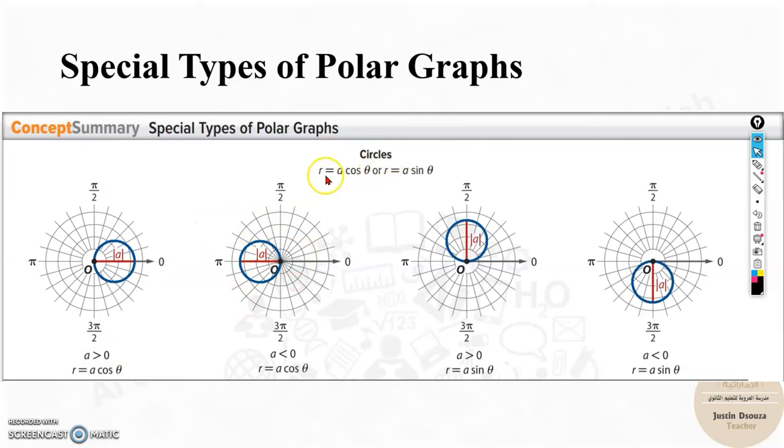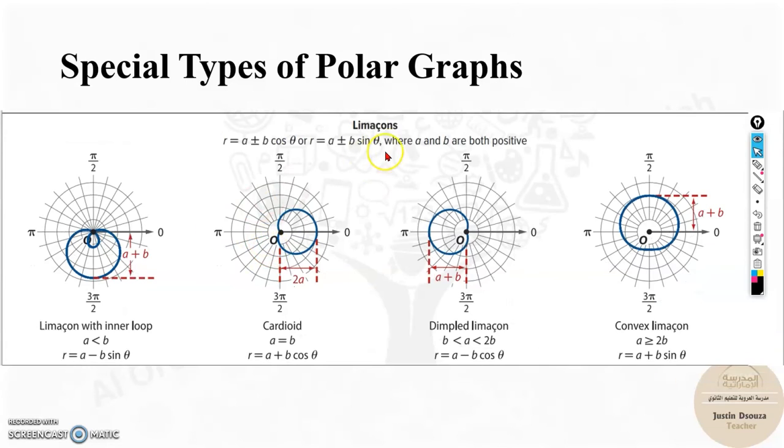Say for example, circles: the standard form can be either a cos theta or a sine theta. If it is sine, it will be either up or down depending on the a value. If a is greater than 0, it's up, less than 0 is down. For cos, if a is greater than 0, it's right, less than 0 is left. Same way, limaçons. It's pronounced as limaçon. The c over here is as s. This is a c with a dash.